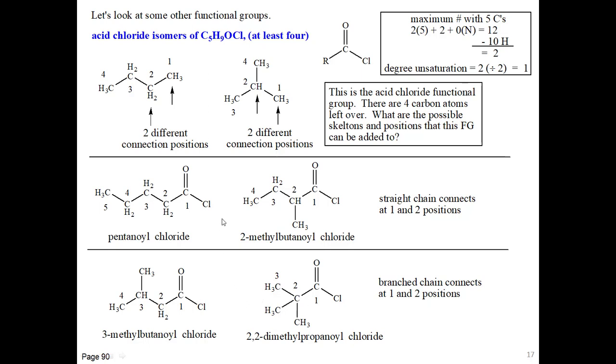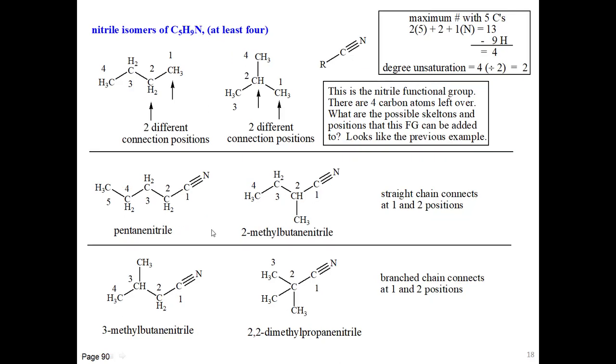So just with this very simple formula, 1 degree of unsaturation, acid chlorides, I have 4 different possible acid chlorides. All right. If we look at this group right here, we have a carbon-nitrogen triple bond. So we know the first bond is sigma, and the second and third are pi bonds. So I know that there's 2 pi bonds here. It's got to have 2 degrees of unsaturation. But let's just double check.